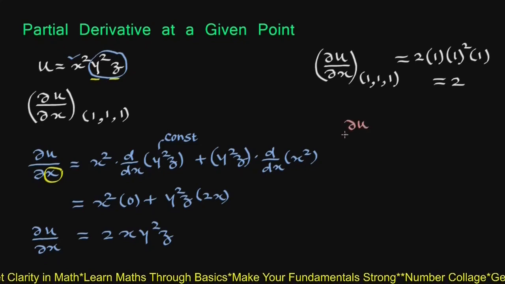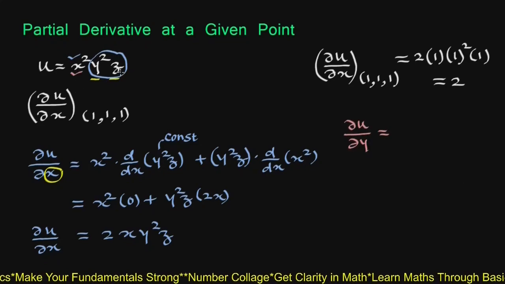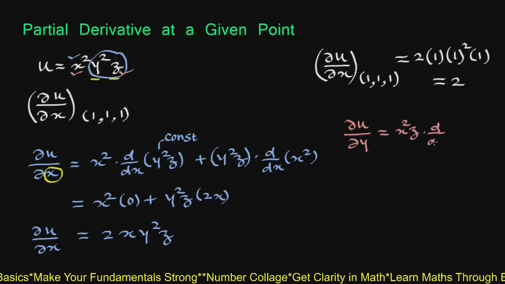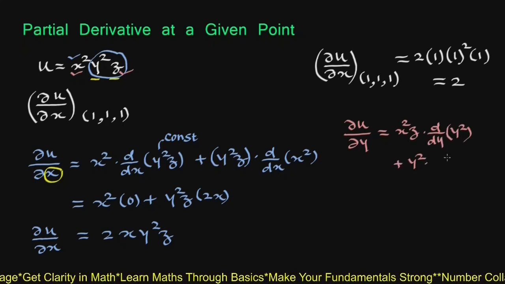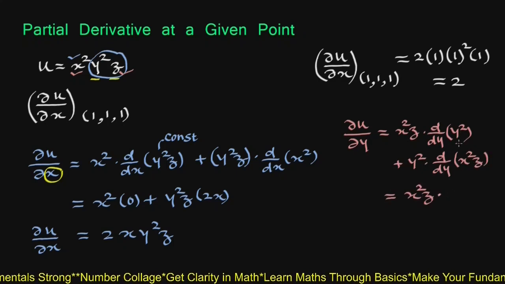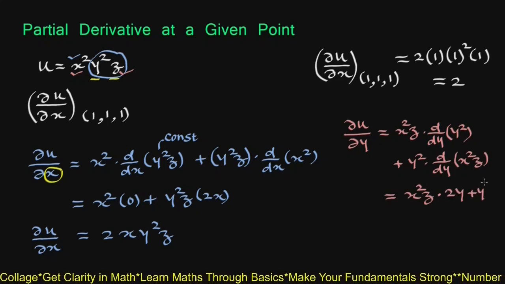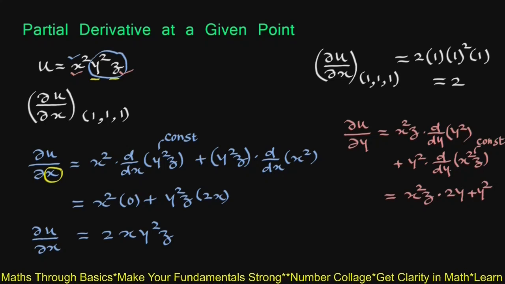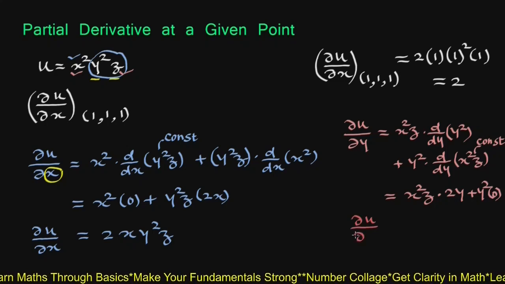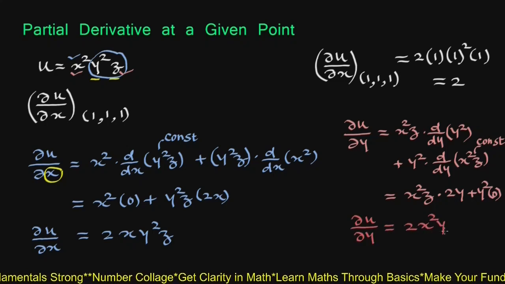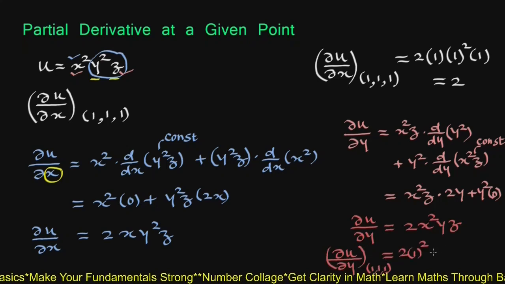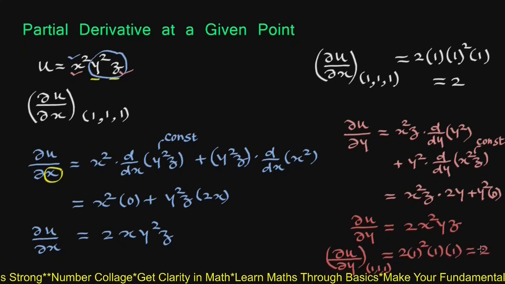For finding ∂u/∂y, we have to treat x² and z to be constant. So by product rule it will be x²z d/dy of y² plus y² into d/dy of x²z. That will be x²z into derivative of y², 2y, plus y². x²z is constant, so d/dy of x²z is 0. So ∂u/∂y is 2x²yz, and ∂u/∂y at point (1, 1, 1) will be 2 into 1² into 1 into 1, which is 2.